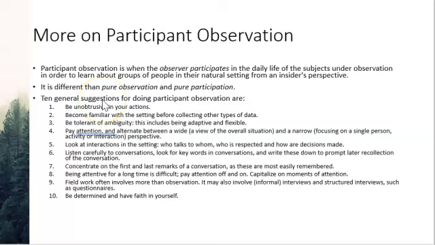Also, there are some general suggestions for doing observation because it is a very long, involved process. The first one is to be unobtrusive in your actions. The second, become familiar with the setting before collecting other types of data. So you want to just note what it looks like, how it's set up in general. Be tolerant of ambiguity is number 3. You need to be adaptive and flexible because you never know what's going to happen. Pay attention and alternate between the wide and narrow views of the situation. That means you can look at all the people or focus on single people at different times.